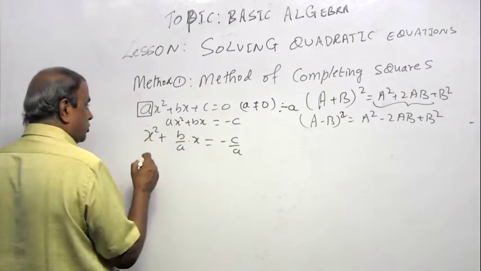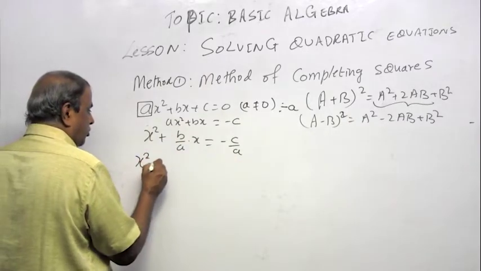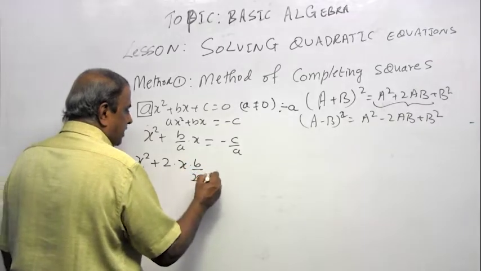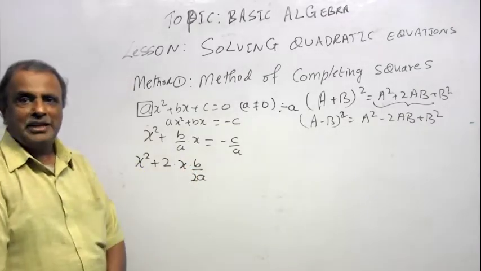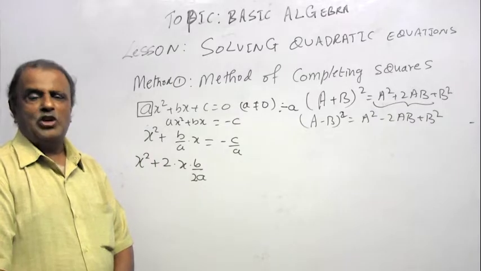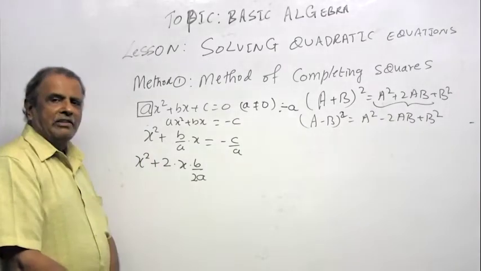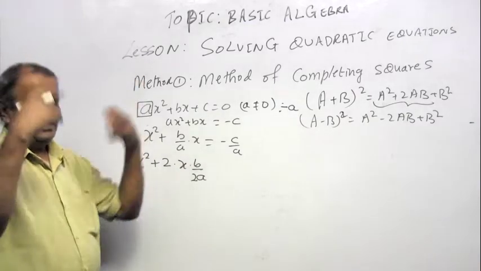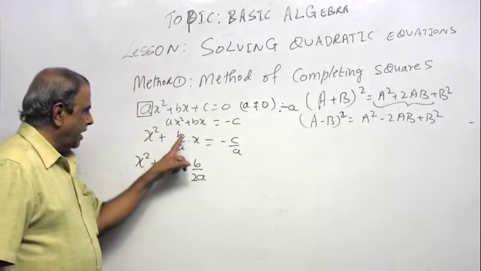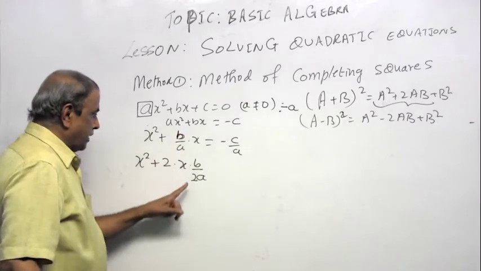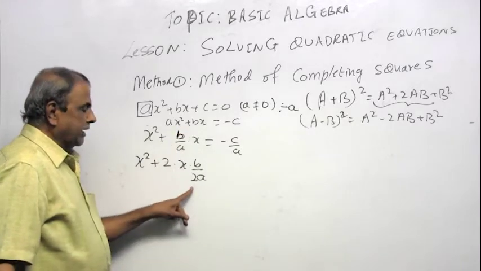I don't have a 2, so I'll put x squared plus 2x times b over 2a. Because you can't just multiply by 2, as I always mention, maths is not your grandfather's property. Meaning, you can't do whatever you want. If the original term was b over a, and you bring in a 2, you must get rid of the 2.